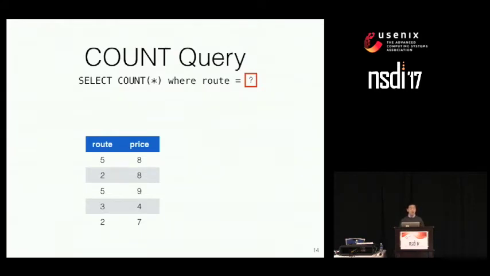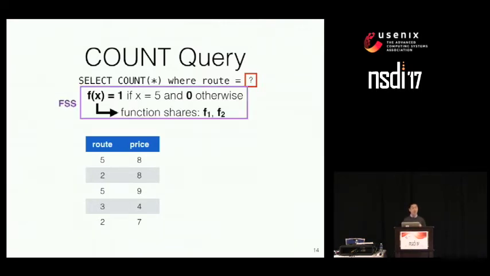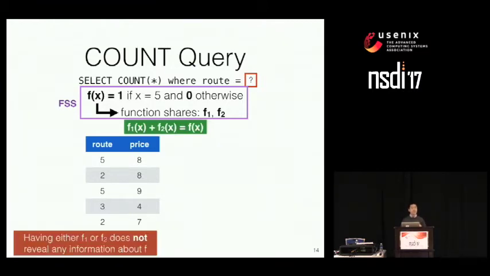So how does Splinter perform this query? Well, we first need a function that evaluates to 1 if the input is 5 and 0 otherwise. Then the user uses FSS to convert the function into function shares for the number of providers. In this example, there are 2 providers. Some important properties of the function shares, f1 and f2, are f1 of x plus f2 of x equals f of x. And having either f1 or f2 does not reveal any information about f.